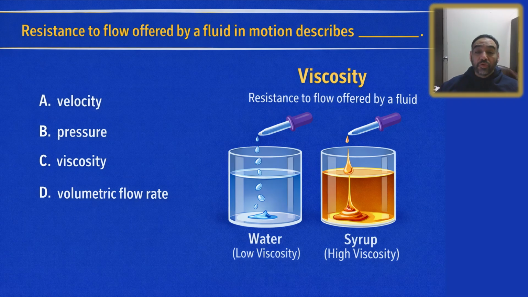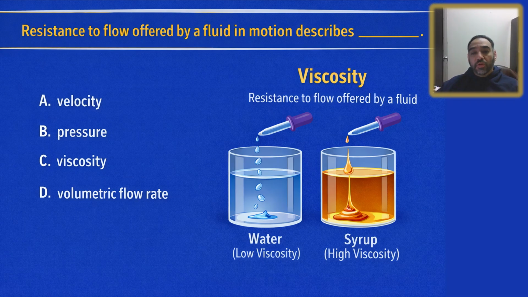Viscosity is a fluid's internal resistance to flow. It describes how thick or sticky a fluid is. So something like honey has a high viscosity. It flows slowly. It resists motion. Water, on the other hand, has a low viscosity, so it flows easily. Blood has measurable viscosity that affects circulation. So it's literally the fluid pushing back against motion. So when the question asks for resistance offered by the fluid itself, viscosity is the only answer that fits.